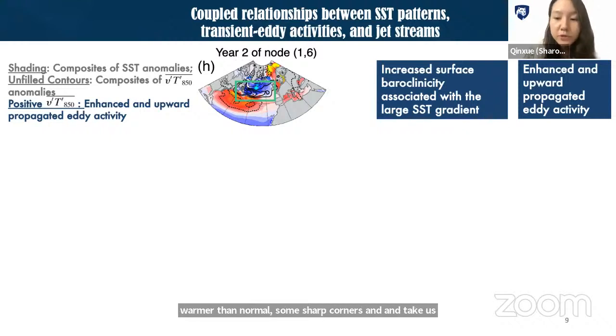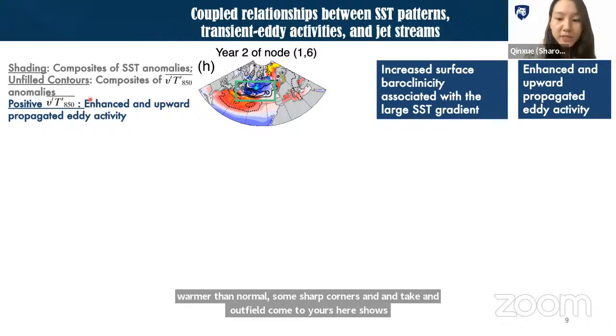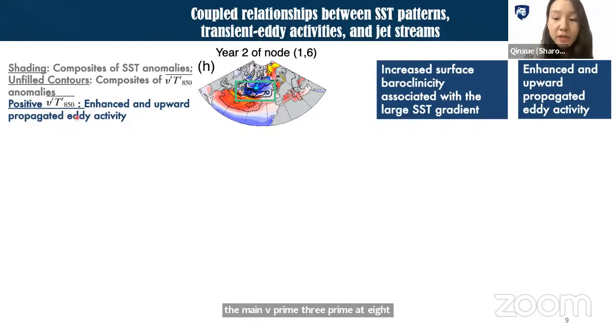The contours here show the mean v'T' at 850 hectopascal. As you can see, due to the surface baroclinicity associated with this large SST gradient, there is enhanced and upward propagated eddy activity.